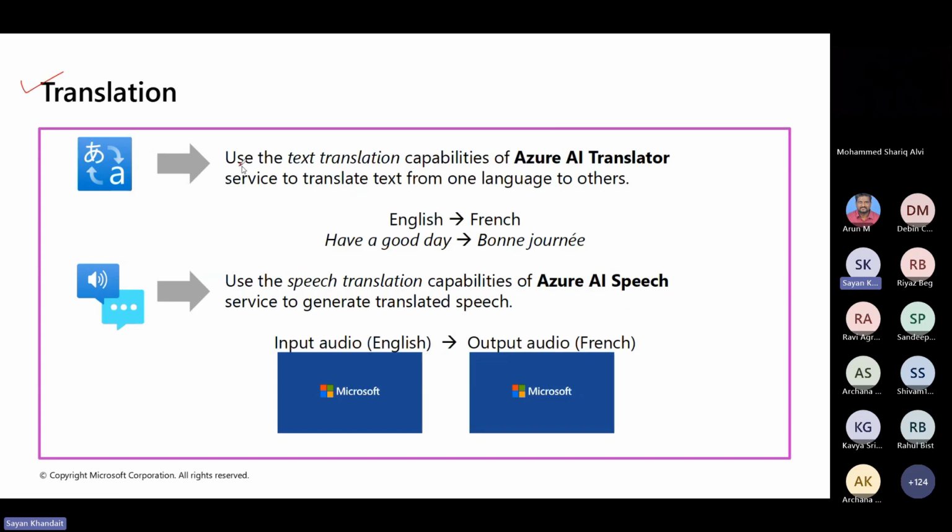The translation service allows us to work with the Azure AI translator resource in order to translate a language from one language to others. And in order to translate a piece of text, in order to translate a piece of speech from one language to another language, we need to use the translator service along with the Azure AI speech service, for which we can send an input audio in one language that can be converted into an output audio in another language.